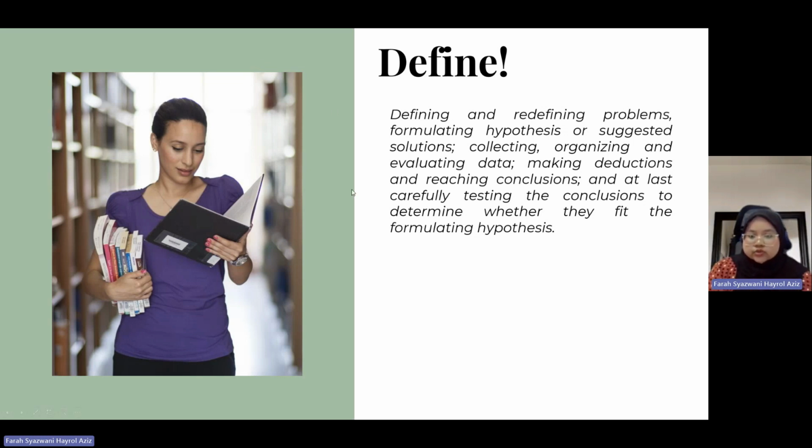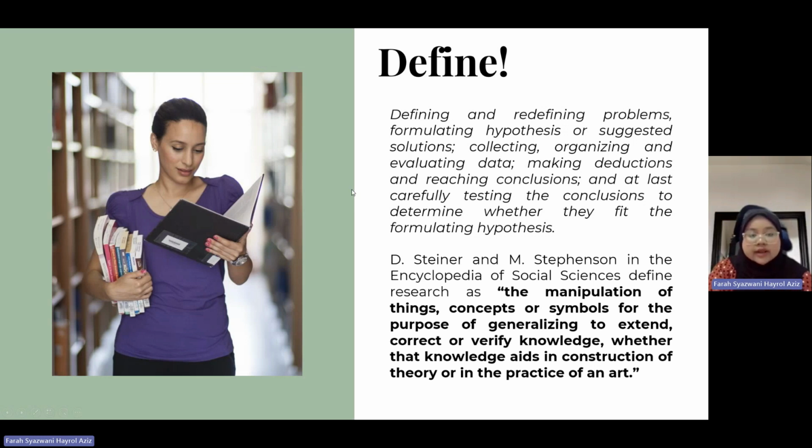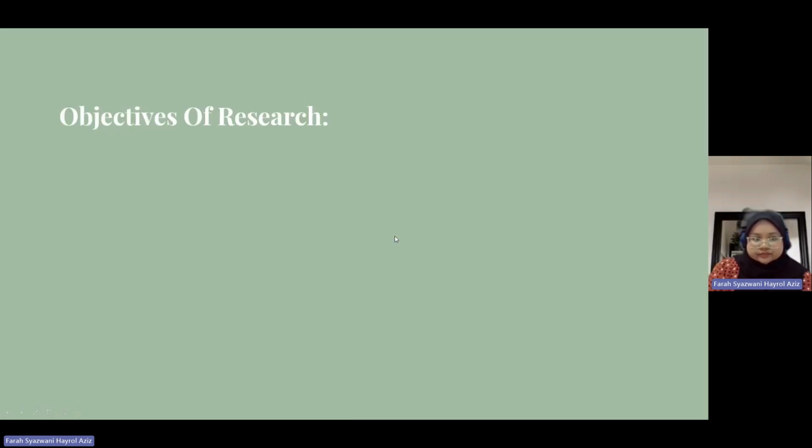According to Dr. Steiner and M. Stevenson in the Encyclopedia of Social Sciences, research is defined as the manipulation of things, concepts, or symbols for the purpose of generalizing and extending, correcting, or verifying knowledge, whether that knowledge is in construction of theory or in the practice of an art.